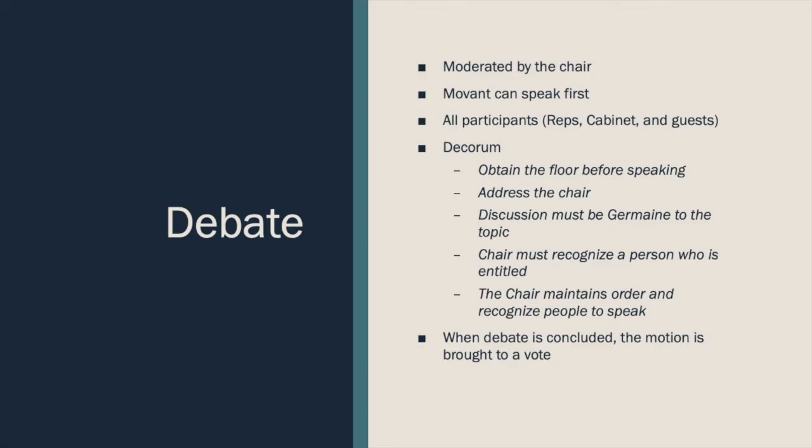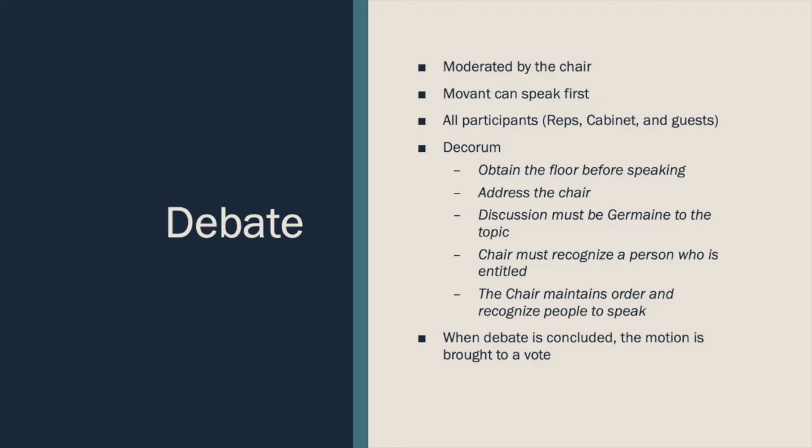Debate must be germane to the topic. This is important. So if the motion that's currently being debated is $500 for bingo club, you cannot start discussing why you disagree with the claw credit policy. It has to be relevant to the motion that's on the floor, or somewhat relevant in some way.